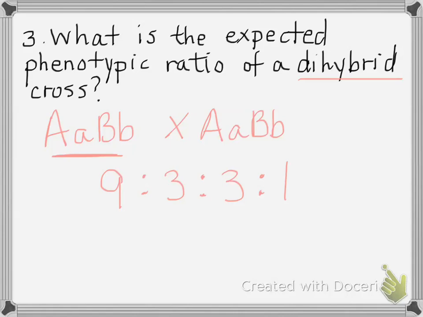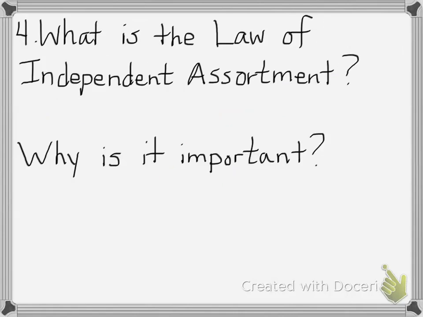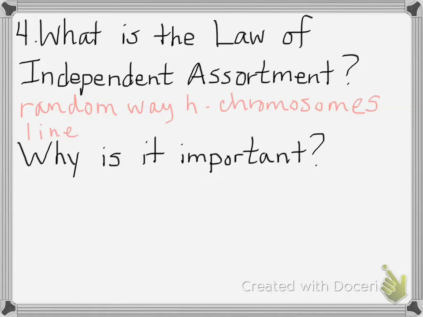Okay, the last one I have time to do today in lab is what is the law of independent assortment? Okay, well, I'm going to let you look that one up. I'm just going to tell you that it is the random way chromosomes line up in metaphase 1. They don't care how they line up in metaphase 1 as long as they're across from their homologous partner. So I'm putting the random way homologous chromosomes line up, and it is in metaphase 1 of meiosis.